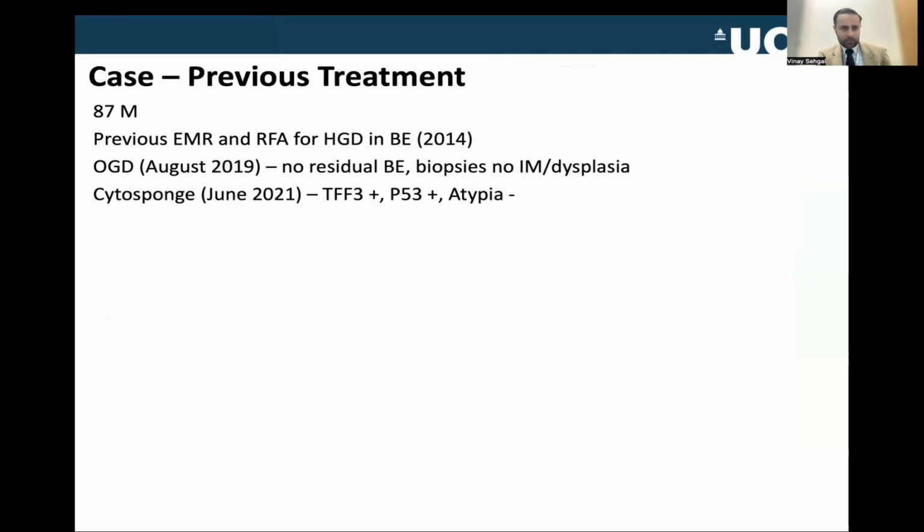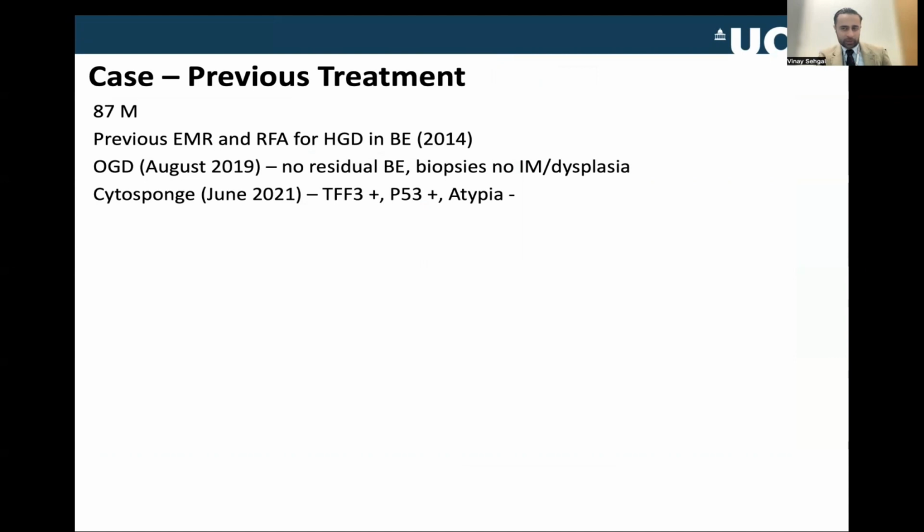So in our gentleman with a high-risk result, this was an 87-year-old male who'd had previous multimodal endoscopic therapy with endoscopic mucosal resection followed by RFA for high-grade dysplasia back in 2014. His last endoscopy prior to the cytosponge was in August 2019, where he had no residual Barrett's and biopsies containing no intestinal metaplasia or dysplasia.